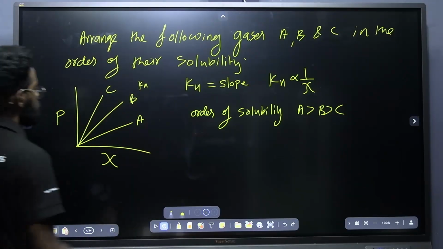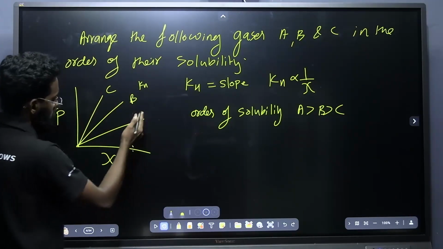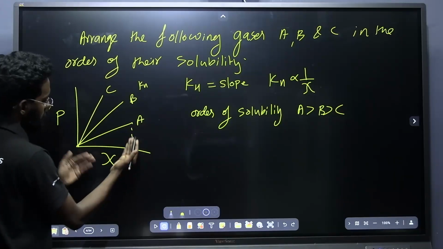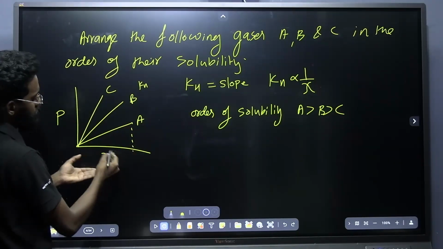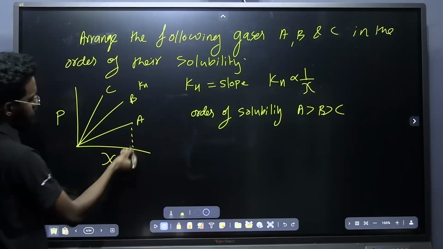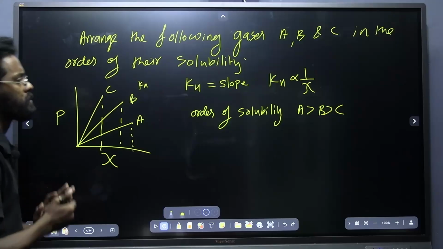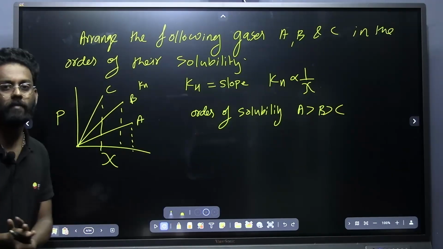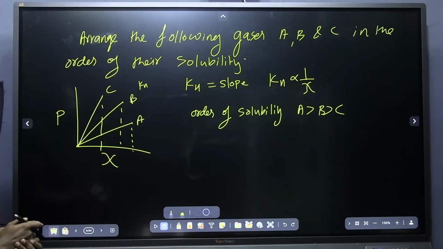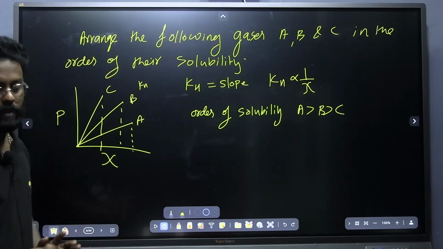If I take A, you can see A will be more soluble in water. So by looking at the graph, we can say A will have more mole fraction. Then comes B, then comes C. So it is very clear from the graph that A has more solubility. This is one of the points I want everyone to take note of.